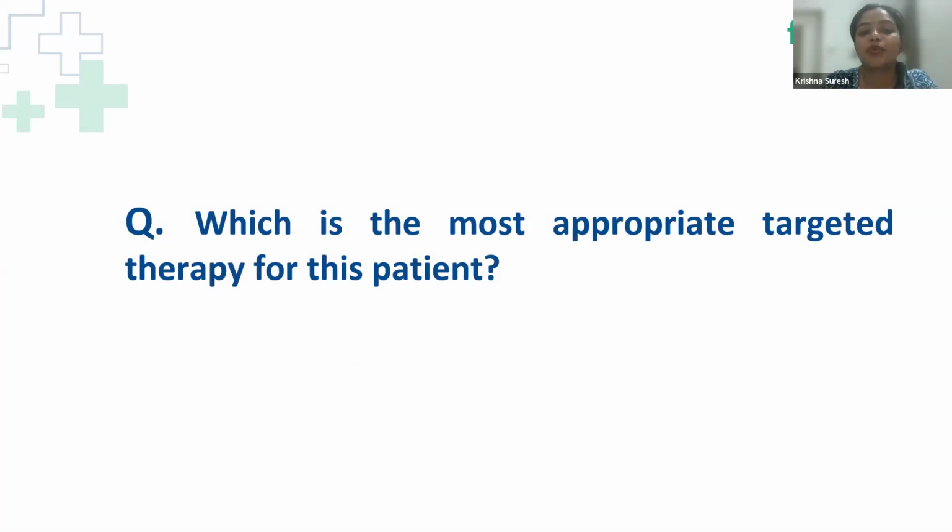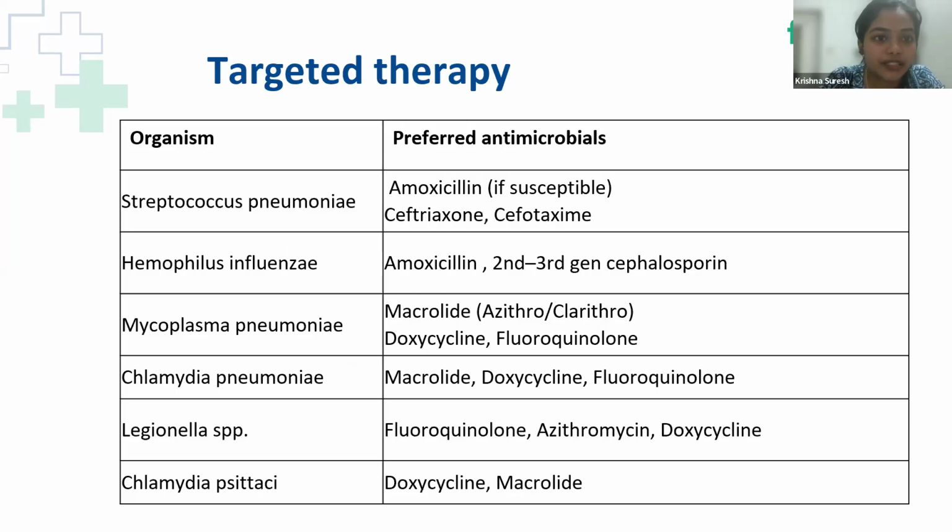Now, which is the most appropriate treatment for this patient? So here is a list of organisms and the preferred antimicrobials to cover them. For Streptococcus pneumoniae, amoxicillin can be used if it is found susceptible, or otherwise ceftriaxone or cefotaxime is the preferred antimicrobial. In Haemophilus influenzae, amoxicillin, second or third generation cephalosporin can be used.